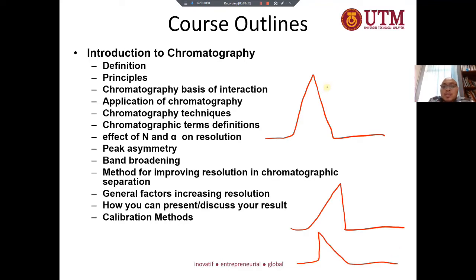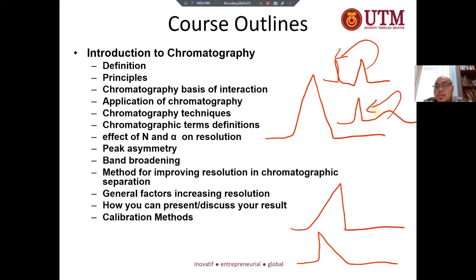Then we will learn about peak broadening, whether it is sharp or broad. Then how can we improve the resolution in chromatography separation? How can we improve from this situation, from peak broadening, to get a very sharp peak? We will look into that as well. And then the general factors in increasing the resolution. And then how can you present or discuss your result? We will look a little bit at that.